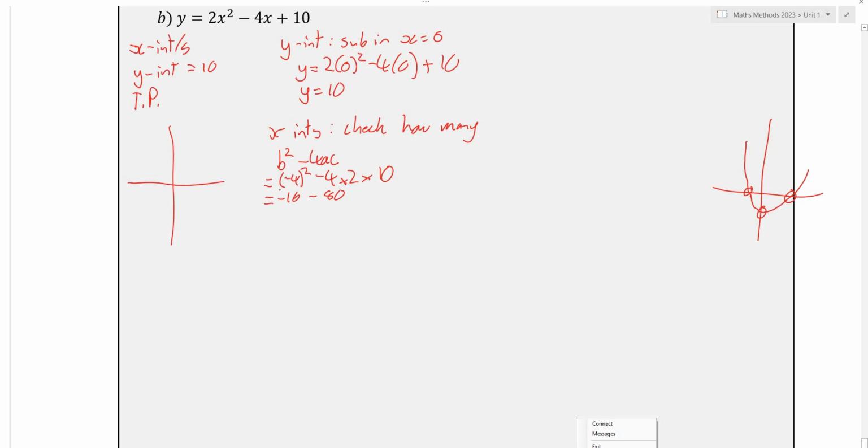Because what's -4 times -4? Yeah. So there we go. So positive 16. So I'm just going to say equals negative. I don't even need to answer that because I can see that the number I'm taking away is bigger than what I'm taking it away from. So therefore, no x-intercepts. Makes it a little bit harder to sketch it, but that's all right.